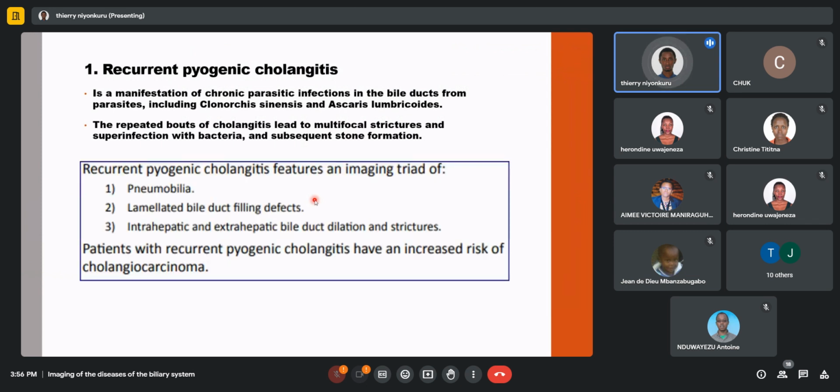So the imaging triad of recurrent pyogenic cholangitis: we have pneumobilia, we have laminated bile duct filling defects, and we have intra and extrahepatic duct dilatation and strictures. Patients with recurrent pyogenic cholangitis have an increased risk of cholangiocarcinoma.